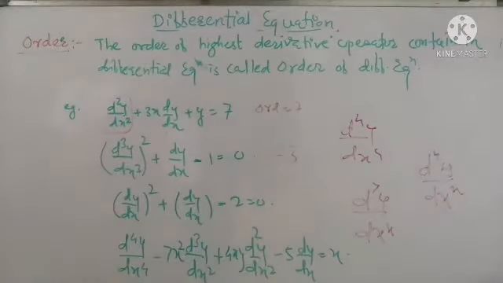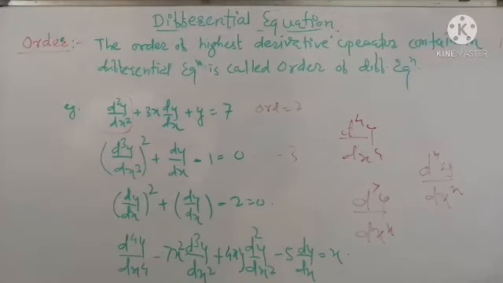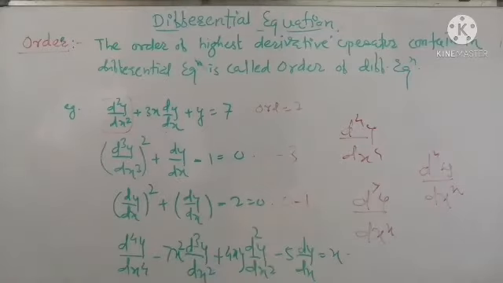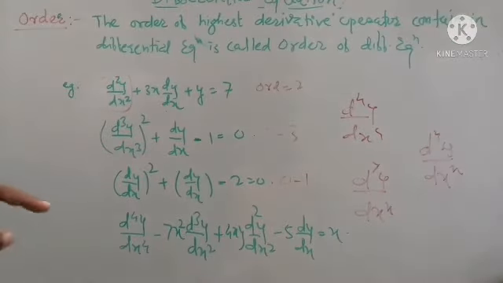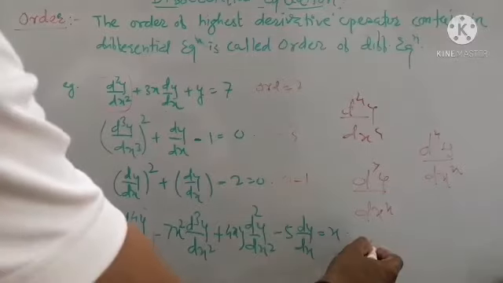Similarly, in the third example, this differential equation contains only one type of derivative operator, dy by dx, so the order of that derivative operator is the order of the differential equation. So this is a first order differential equation. And in the last example, there are a number of derivative operators, in which d raised to 4 y by dx raised to 4 is the highest derivative operator, having order 4. So this differential equation has order 4.